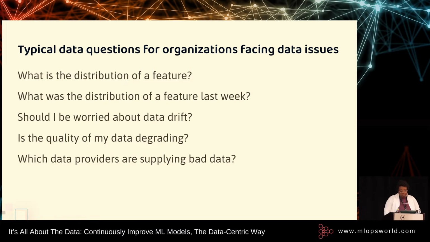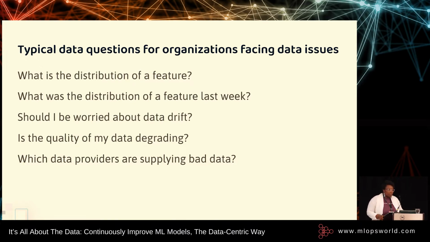Okay, so what are some typical questions that an organization facing data issues may ask? You may ask a question like, what is the distribution of this feature? A feature for your machine learning model is like one column in your data set. I want to know, how is this distributed? How is this distributed today versus yesterday? Then should I be worried about data drift?